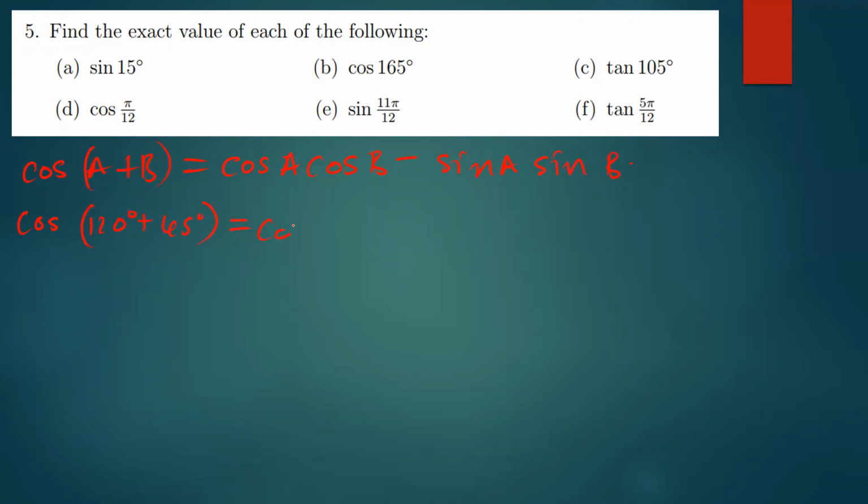So the first one will be cos 120, and then the other one will be cos 45. Then we say minus sine. Our A in this case is 120, then our B is simply 45. So we say another sine 45 this side. So now, what is cos 120?